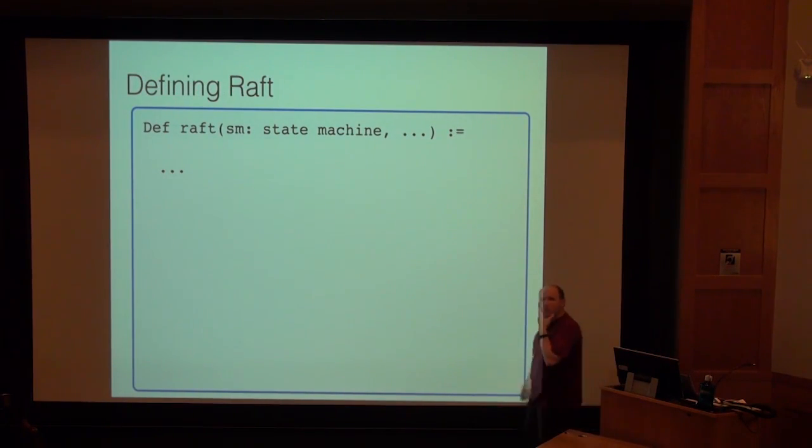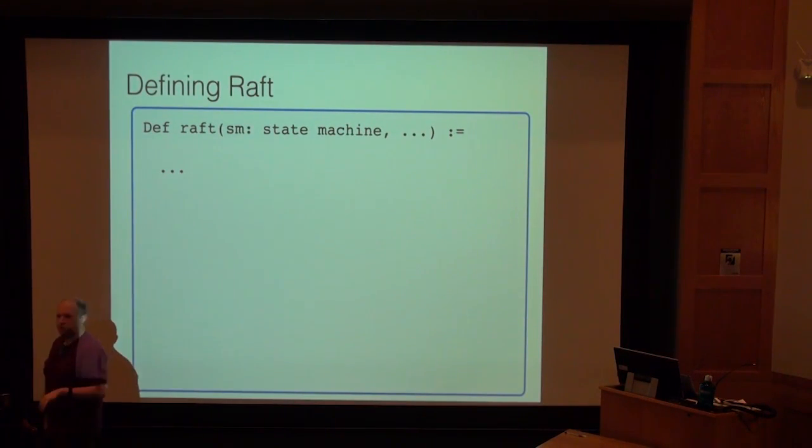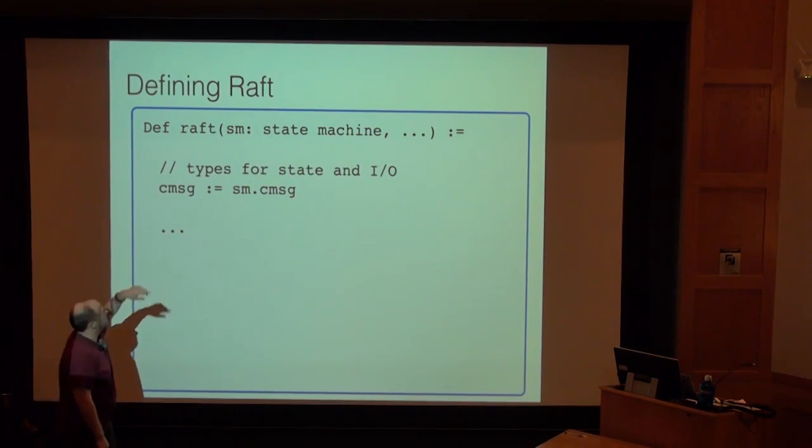Okay, so how are we going to do that, right? So here we're going to have a cartoon version of the implementation of Raft. We'll briefly look at the Coq buffer to show you how it ends up looking in Verdi. But essentially we're going to take as a parameter a state machine.